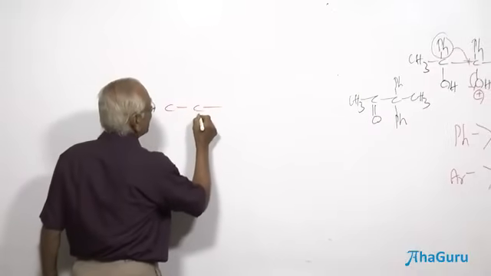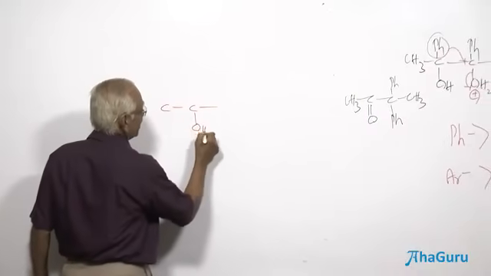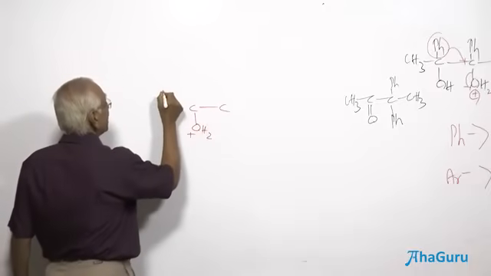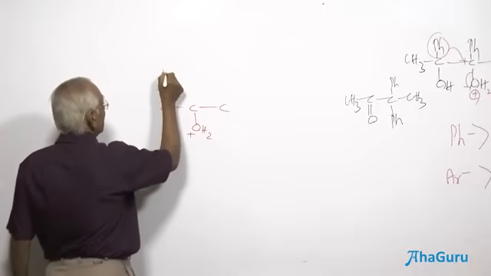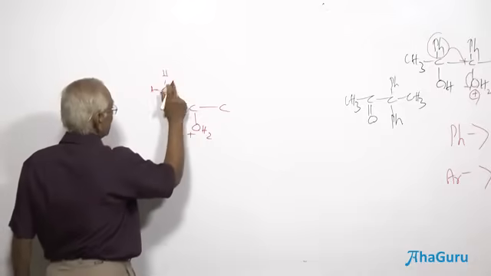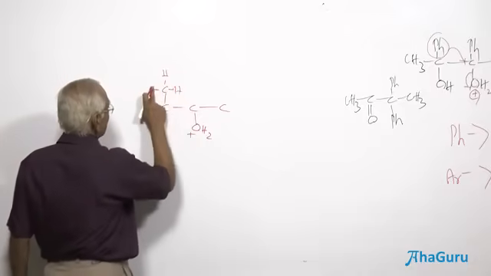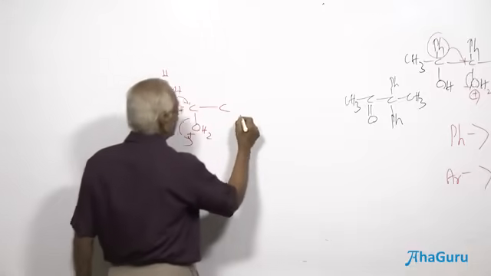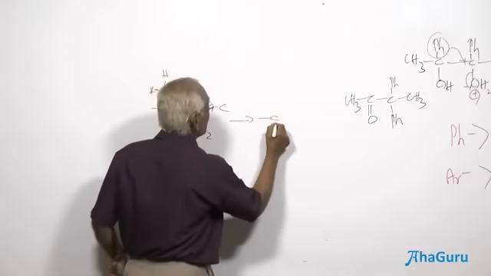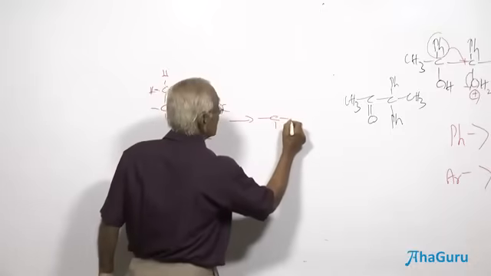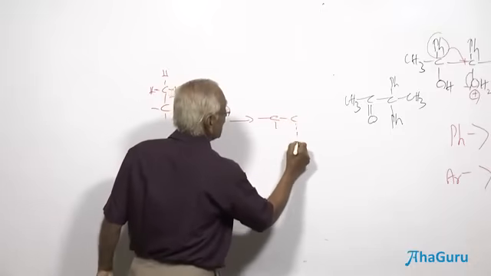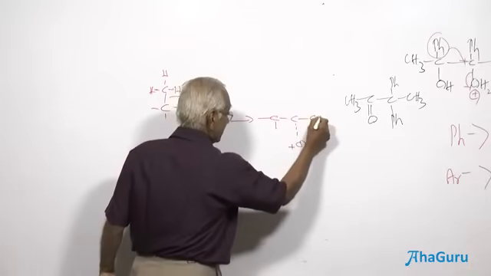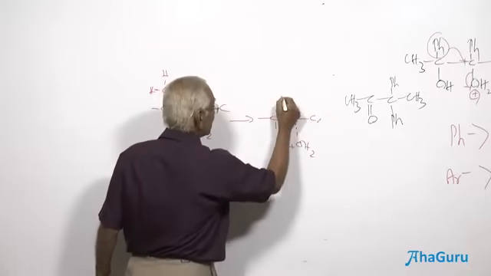You have a group here that wants to go. Let me take a methyl. A methyl group migrates here. Now it is converted into OH2. I am writing the transition state. This has not completely gone.